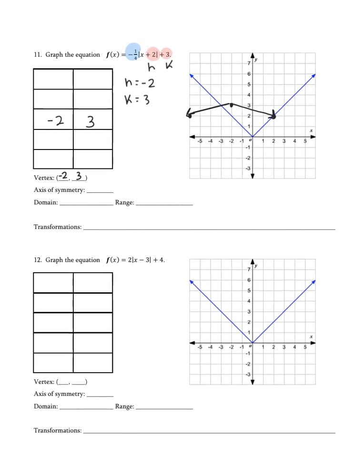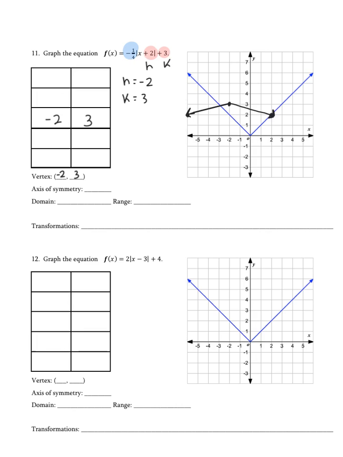Okay, your axis of symmetry is that line that cuts the graph in half, so it would be going down here. It is always x equals whatever the x value of the vertex is. So the x value of my vertex here is -2, so I have x equals -2.